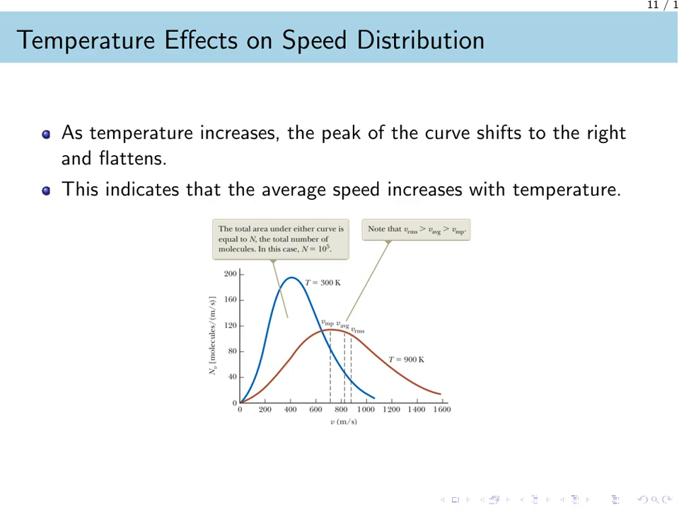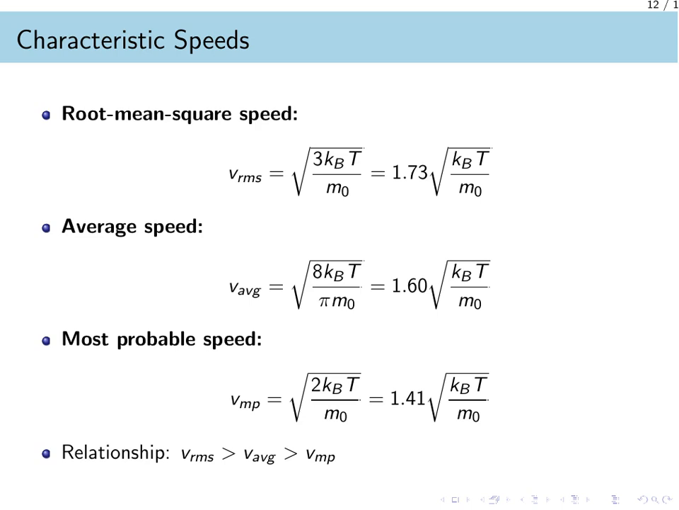Despite the change in shape, the total area under either curve remains equal to N, the total number of molecules in the system. In the graph shown, that total is 100,000 molecules. Also notice that the root mean square speed is always greater than the average speed, which is in turn greater than the most probable speed. We can calculate these characteristic speeds using specific formulas derived from the distribution function.